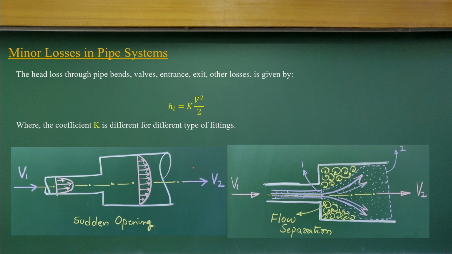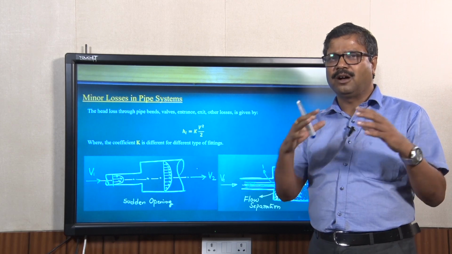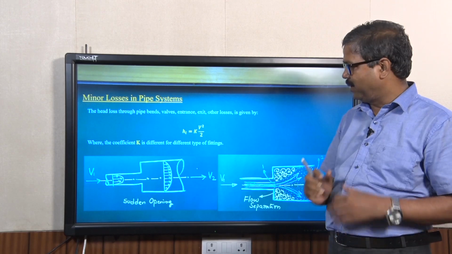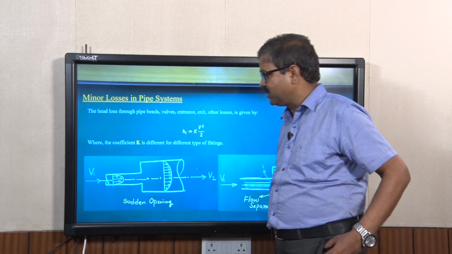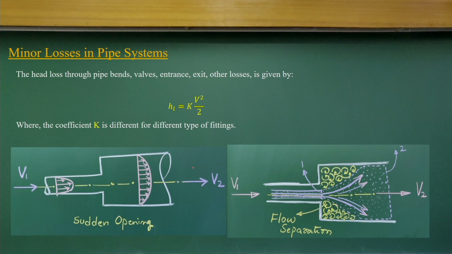Now let us go to the minor losses in the pipe systems. As I told you, when you have pipes, there can be regions where you go from a smaller pipe to a bigger pipe or from a bigger pipe to a smaller pipe. When you have these conditions, that means the flow is coming in here and going out, from the smaller diameter to the larger diameter, we compute the energy losses for these total regions with these terms here.